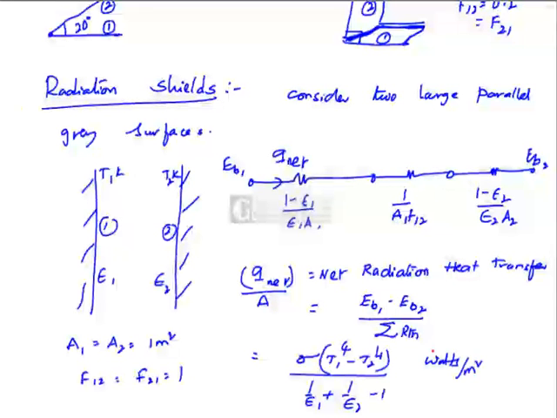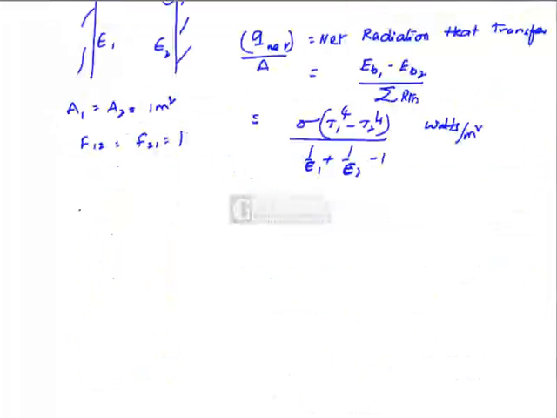Now we know this radiation heat exchange where T1 Kelvin and T2 Kelvin are the absolute temperatures of the two plane surfaces and epsilon 1 and epsilon 2 are the emissivities of the two surfaces. Because they are very large surfaces, the shape factor with respect to each other will become 1. Now we want to reduce the heat transfer rate between these two surfaces. So what I do is I introduce a shield like this.